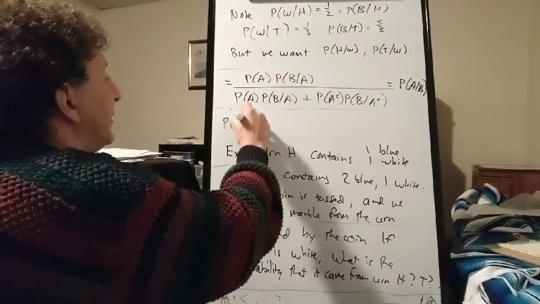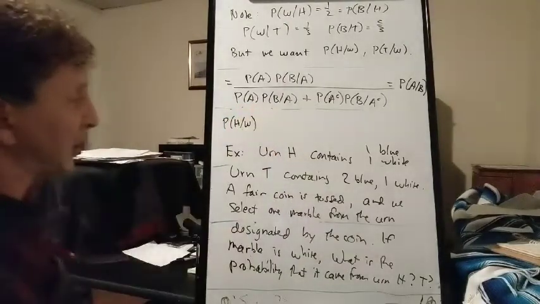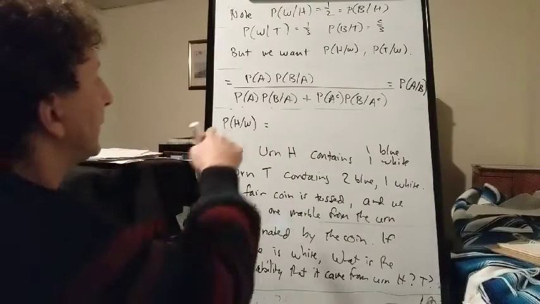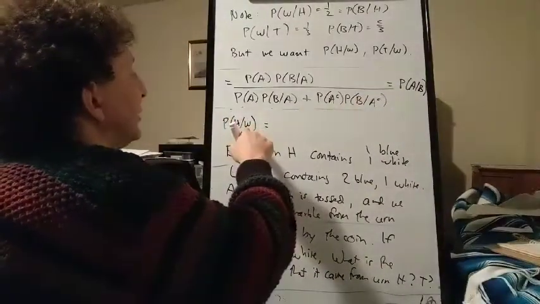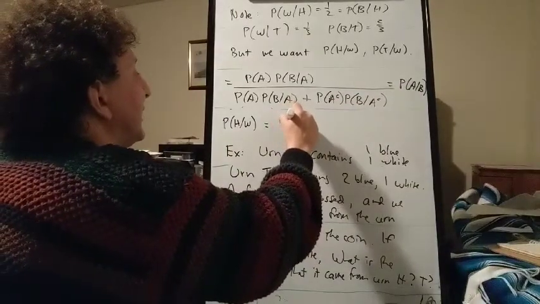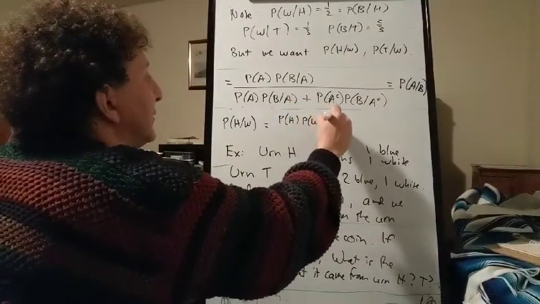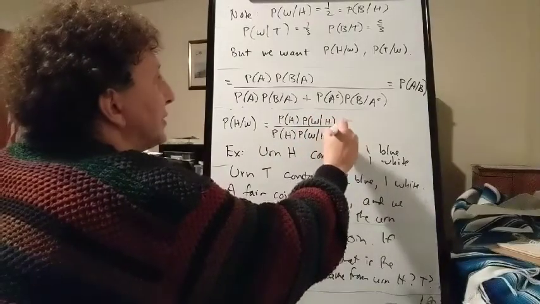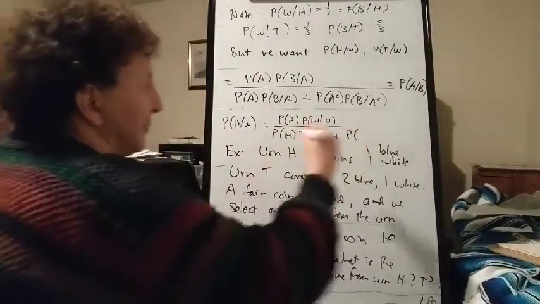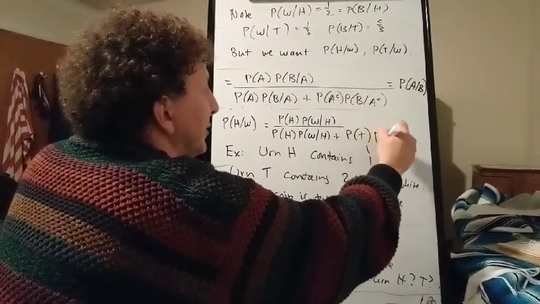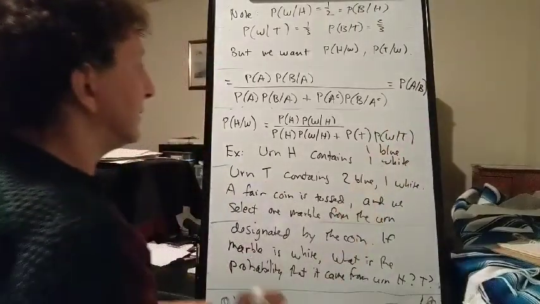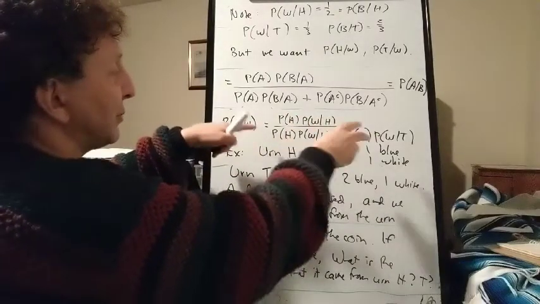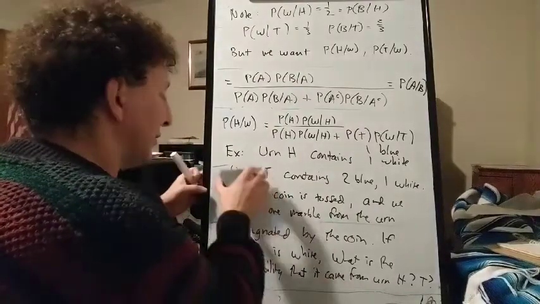So the probability of H given W, the probability that the coin landed heads given that a white ball was chosen, is, so H is going to be our A and W is going to be our B. So probability of H, probability of W given H over probability of H, probability of W given H, plus probability of H complement, which of course is T, probability of white given T. Okay, so now we've got this formula in terms of the conditional probabilities that were easy to compute given what we knew.